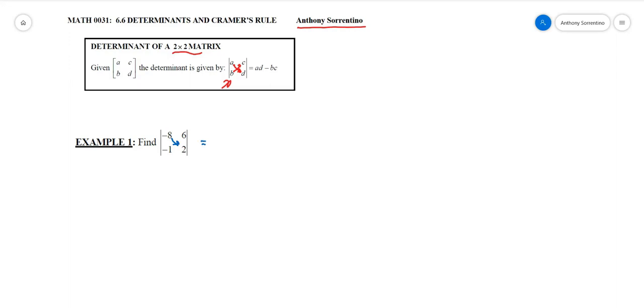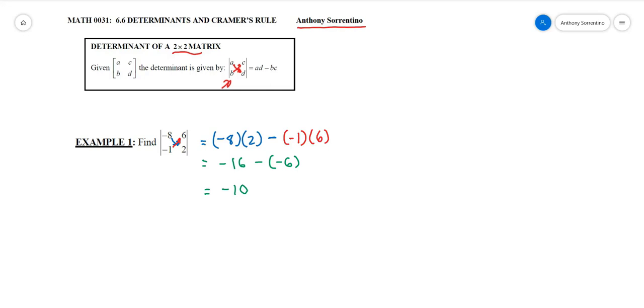That's going to equal -8 times 2, minus, and then the second one I do in this direction, -1 times 6. And so that ends up being -16 minus a -6, which means I'd be adding, because subtracting a negative is the same thing as adding. So -16 plus 6 would give me a -10.